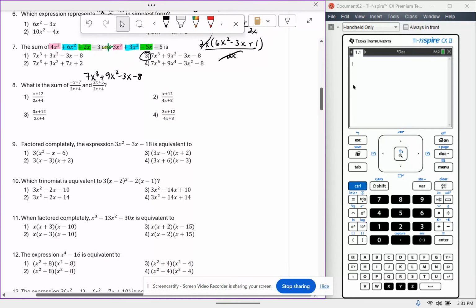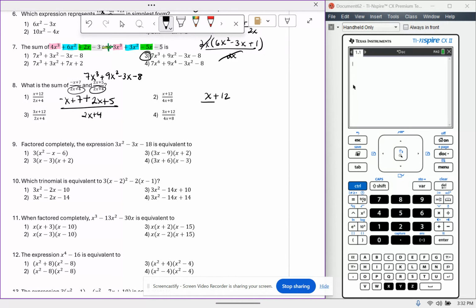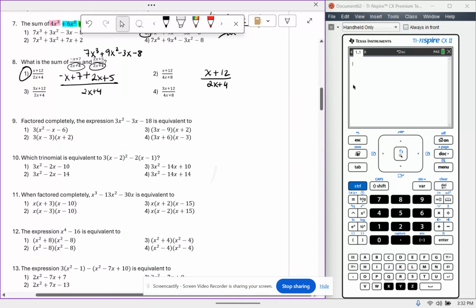Question 8, what is the sum of these two? Well, the sum is addition. They already have a common denominator, so I can just combine the numerators and keep it over that same old denominator. So now I'm going to combine like terms. 2x minus x gives me a plain old x. 7 plus 5 gives me a 12. 2x plus 4. And then I would go ahead and look for that answer choice, which is 1 right there.